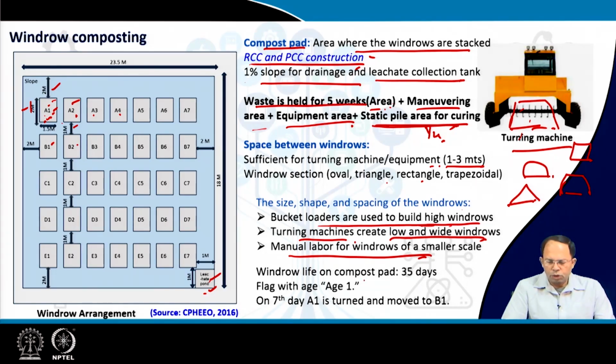So usually this compost remains in the compost pad for around 35 days, which is around 5 weeks roughly. You can see that 1, 2, 3, 4, 5, these are the 5 weeks: first week, second week, third week, fourth week, fifth week. That is how A1 becomes B1, then becomes C1 in the different weeks, and eventually we have got the final compost.